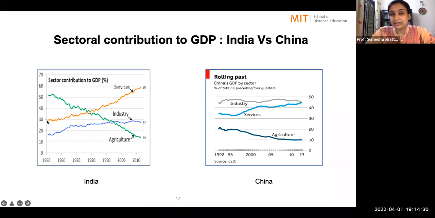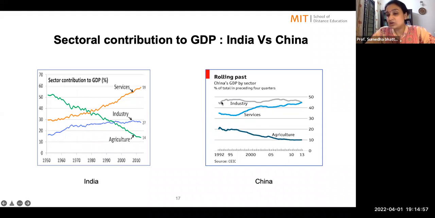So it was around 30% and it has gone up to 59% of GDP. That means it is directly from agriculture, we have directly jumped to service sector. In case of China, what we observe is that in agriculture there has been a consistent fall, but it is not a very drastic fall. It has gone from slightly over 20% to 10%.